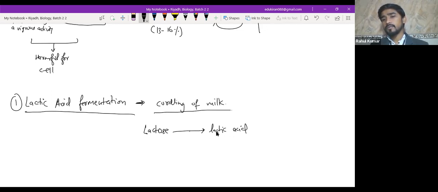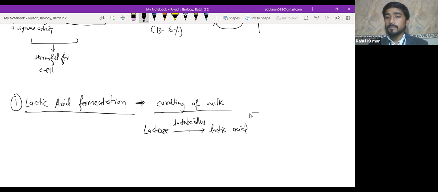And what happens? Why do you think liquid milk becomes solid curd? Any idea? Any logic? This is a question, by the way. It's a board question. What's happening to the milk when it's becoming curd? Explain the process in detail. 2 marker, 3 marker, 5 marker. So we know that lactose is being converted to lactic acid by a bacteria called lactobacillus, right? The word bacillus gives the shape of the bacteria.